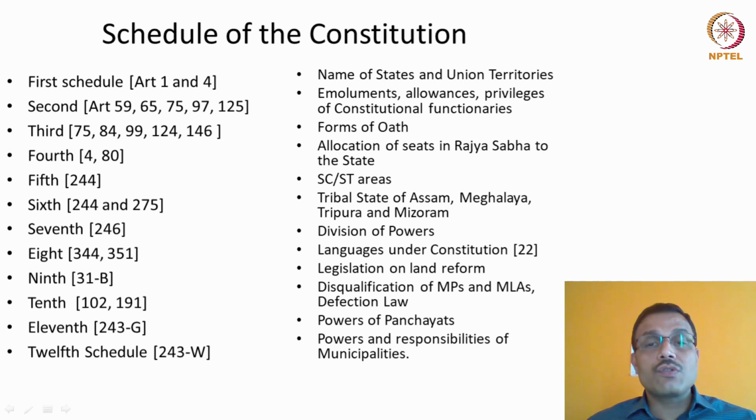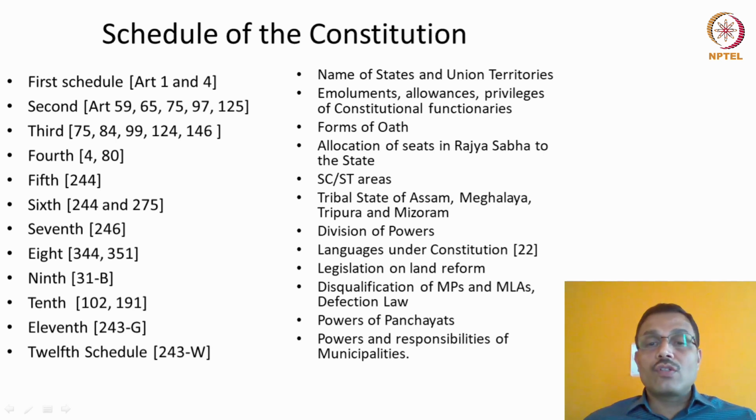The sixth schedule of the Constitution comes to the rescue of administration of tribal areas, especially in the states of Assam, Meghalaya, Tripura, and Mizoram. These are also scheduled tribe areas, but they are mentioned especially in the sixth schedule because they are in the northeast, and they have been accorded special status in the Constitution in terms of the autonomous administration in those states as well.